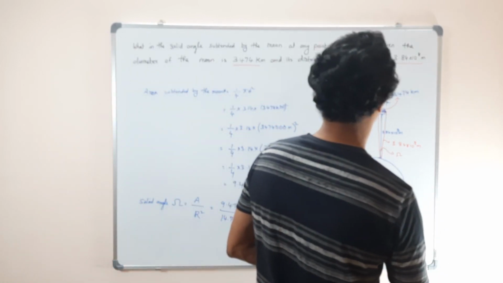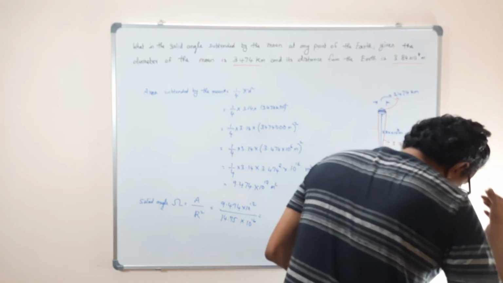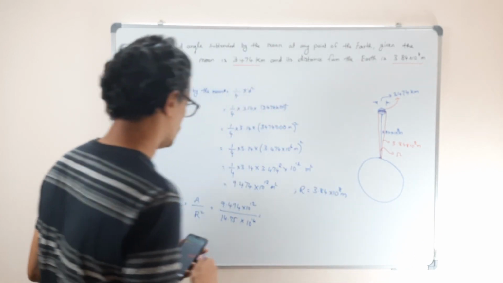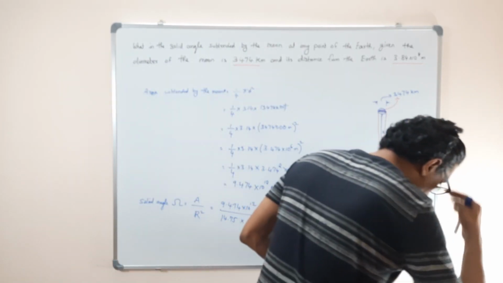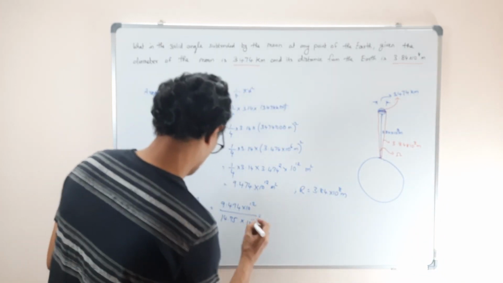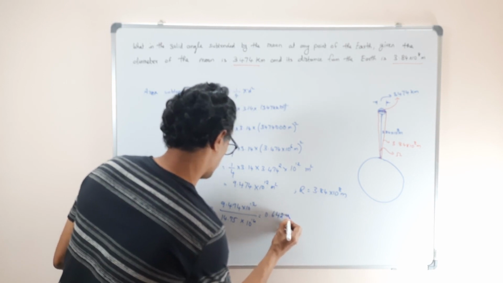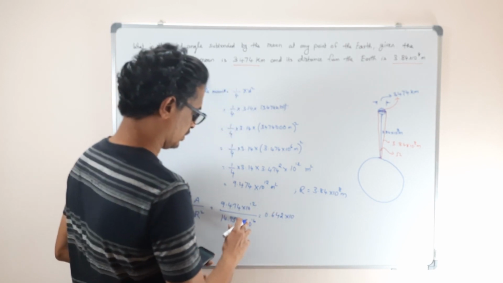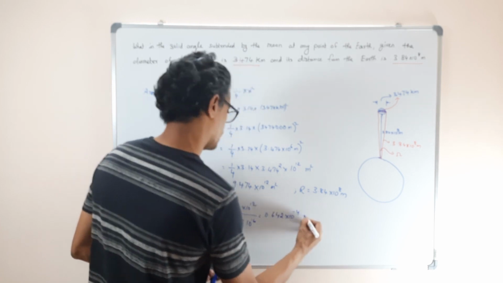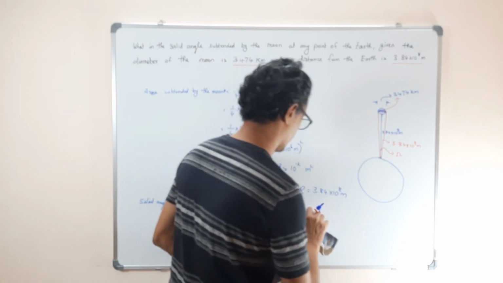I have done some mistake, I think so. So we are getting here 0.642 into 10 to the power of how much? Minus 4, correct? Minus 4 steradian. You remember that's the unit of solid angle, steradian.